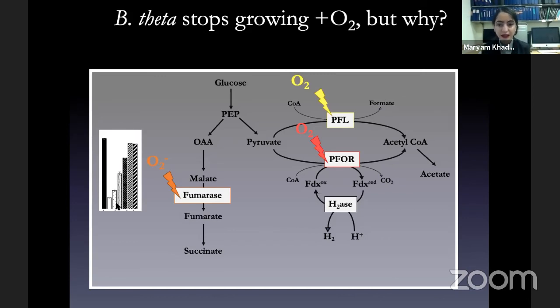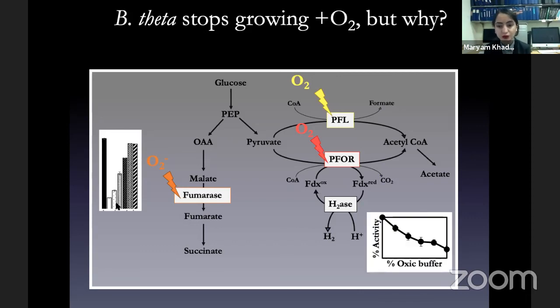It seems like the biggest culprit in the oxidative stress in B-theta is PFOR. First, it is damaged by O2 itself, and second, it cannot be reactivated. So if you lose all the PFOR activity, it would be very hard for the cells to come back. But if you remember, I showed you that the activity of PFOR depends on the concentration of oxygen.